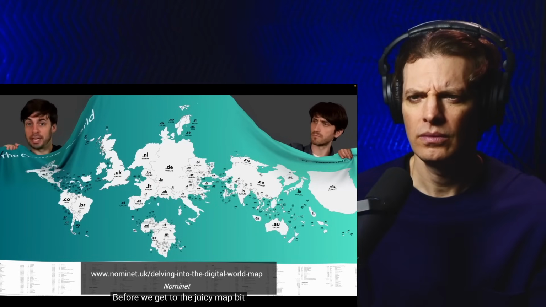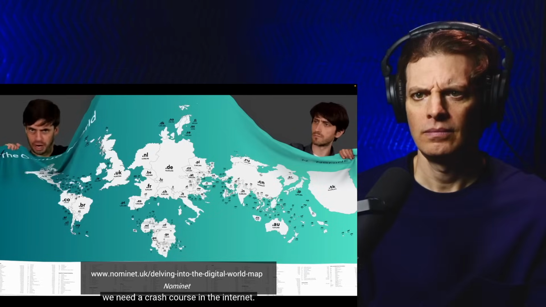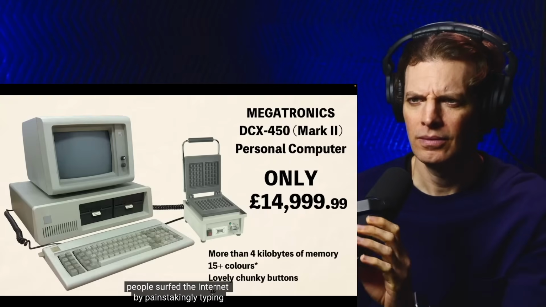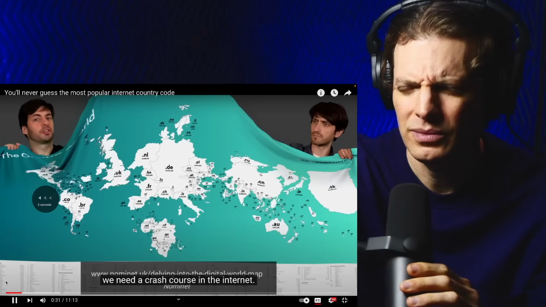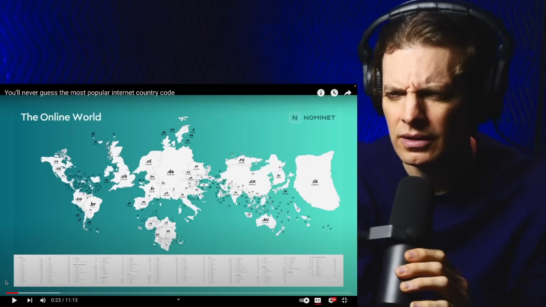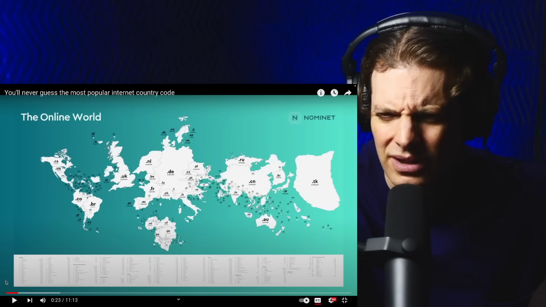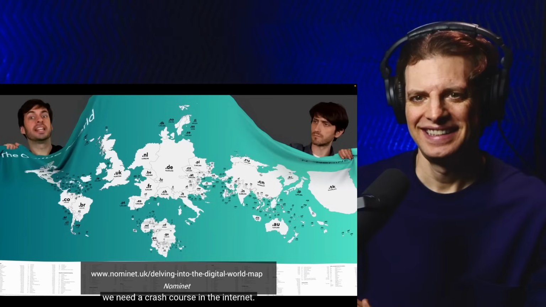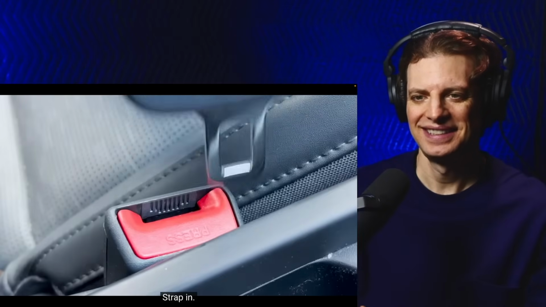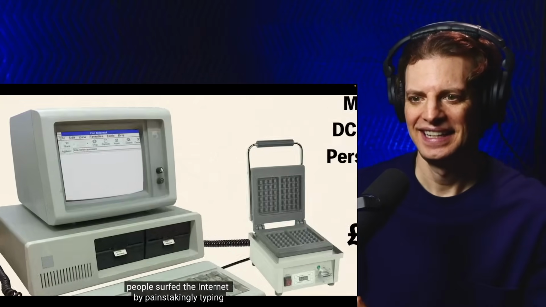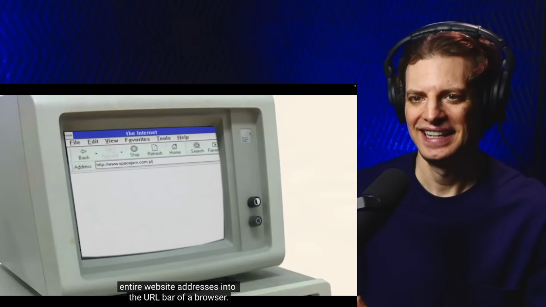Before we get to the juicy map bit, we need a crash course in the internet. Strap in. Back in the early days of the internet, when computers looked like this, people surfed the internet by painstakingly typing entire website addresses into the URL bar of a browser.